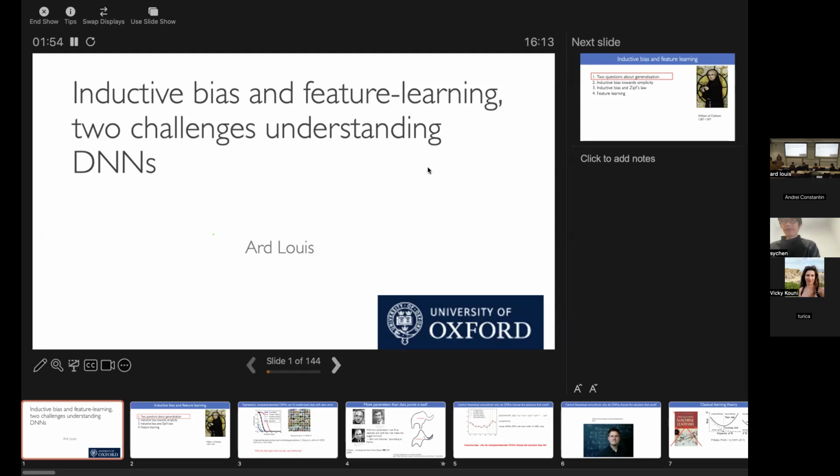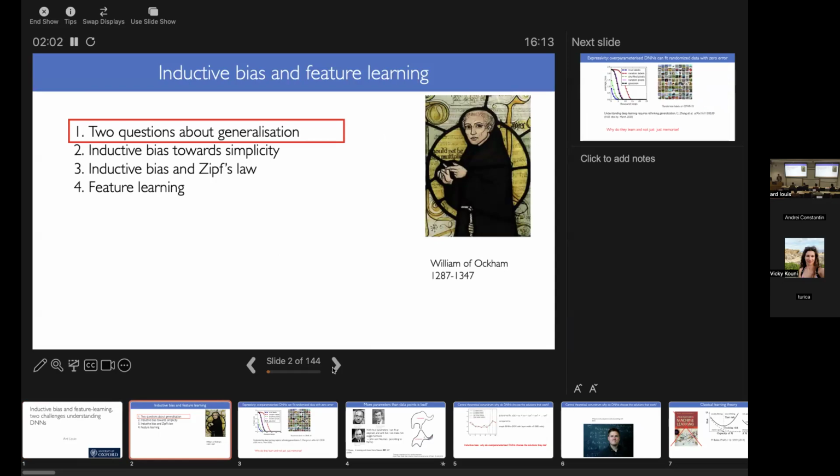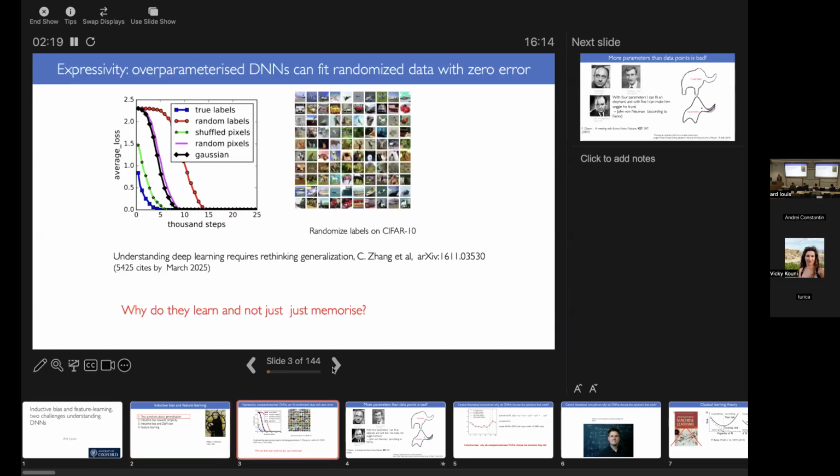And what I'm going to cover today is a number of different things, depending on how long I take. So I want to first of all talk about generalization, which is basically why do they work so well. I want to look at two different questions of that. And I'll look at one particular inductive bias towards simplicity, and if I have time, a particular kind of Zipf's law inductive bias as well. And then I want to talk about feature learning. And as we go down, I understand these things less and less. By the end, I don't understand it at all.